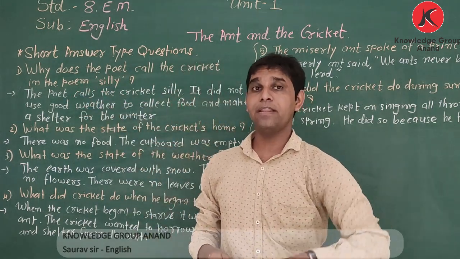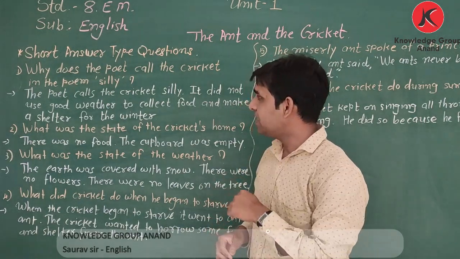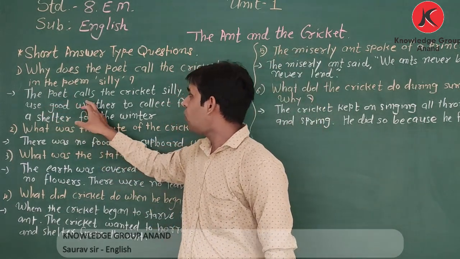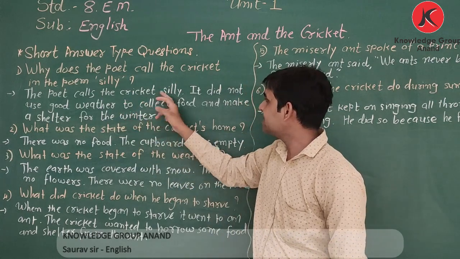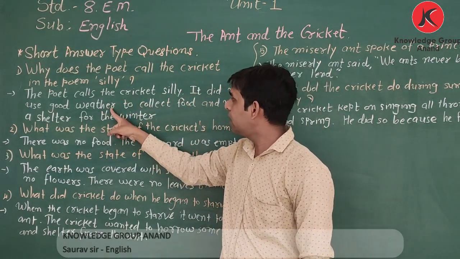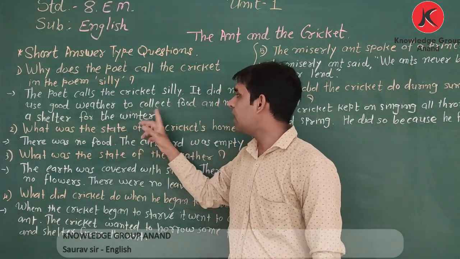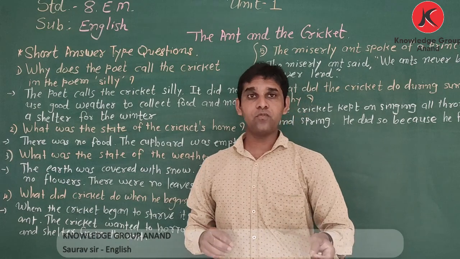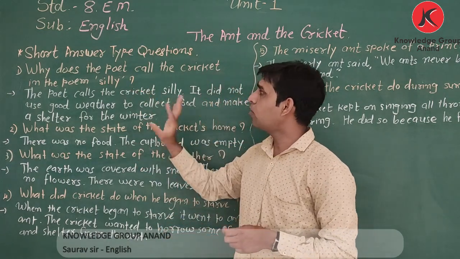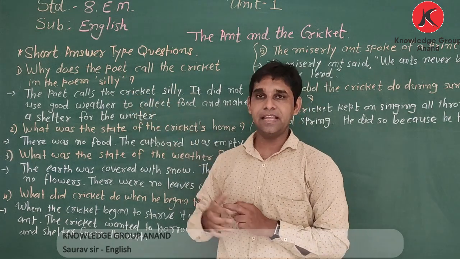Why did the poet call the cricket silly? What is the reason? See the answer. The poet calls the cricket silly because it did not use the good weather to collect food and make a shelter for the winter. That is why the poet called the cricket silly.